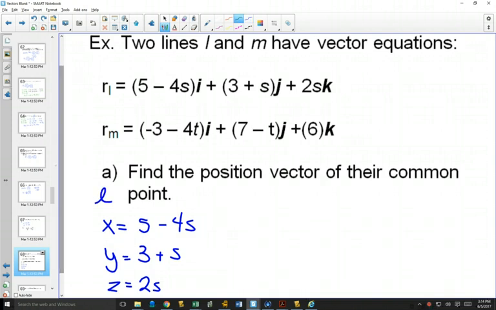I'll switch colors here and think about our line M. On our line M, our x coordinates are negative 3 minus 4t. Our y coordinates are 7 minus t, and our z coordinates are just 6.